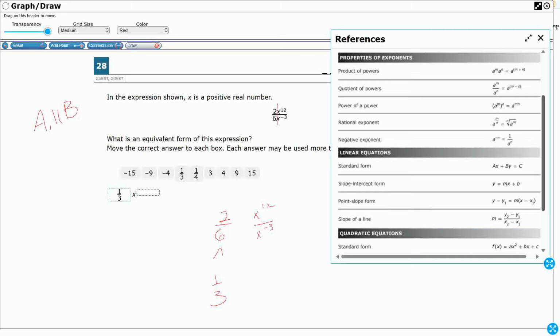Okay, so my x's, I have something in my denominator here, but I can also use my quotient of powers. My quotient of powers lets me just subtract the exponents. And so I can say this is x to the 12 minus negative 3, that's going to be x to the 12 plus 3. So that's going to end up being x^15.